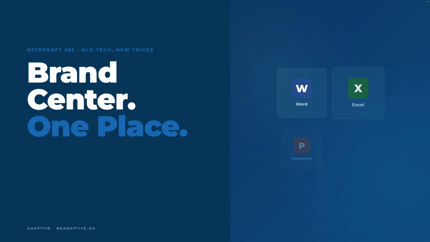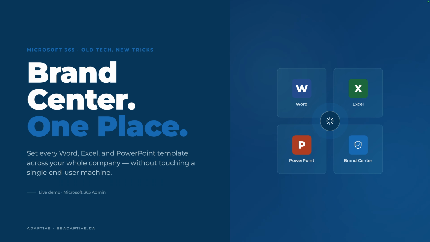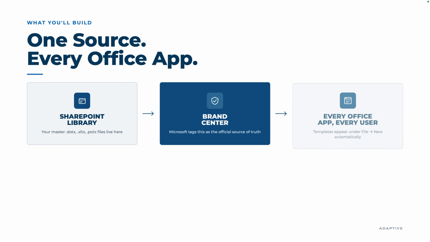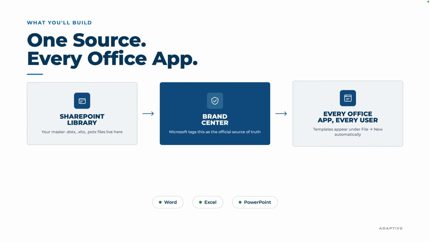New technology is really cool. AI is really cool. But have you heard of old technology? Granted, old technology means like 3 or 4 years ago. But did you know that you can set your whole company to use the same document templates, the same fonts, the same color scheme for all documents created in Word, Excel, and PowerPoint, and you can do it all from one place without touching any end user computers?